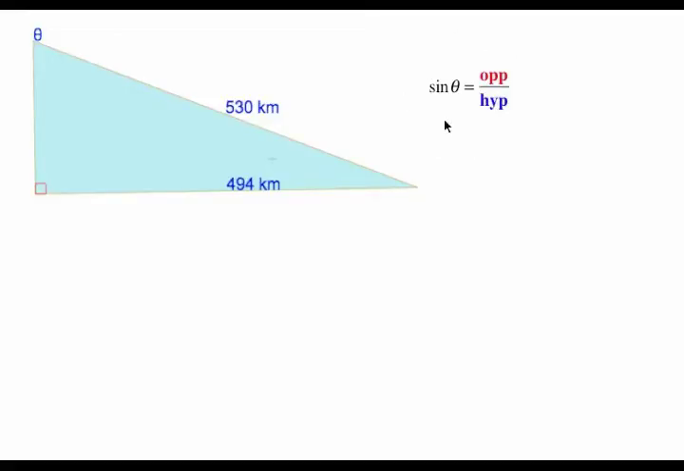So don't forget to write your original equation and then fill in what you know. Okay, so the opposite side is 494 and the hypotenuse is 530. So sine of theta is 494 over 530. And now I want to get rid of that sine. I just want the theta all alone.